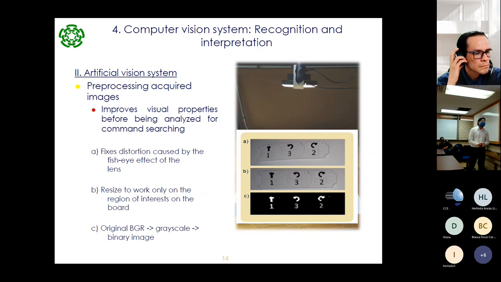The second stage of the artificial vision system is the pre-processing. It improves the acquired image by changing its visual properties before being analyzed for command searching. First, we fix the distortion caused by the fisheye effect of the lens. Then we resize the image to only work on the region of interest. And finally, we change the original color image to grayscale and then to a binary image with a threshold to get the relevant data.